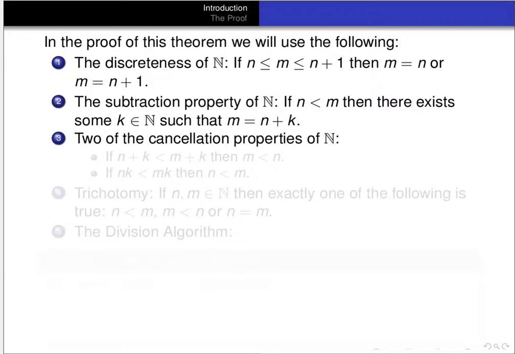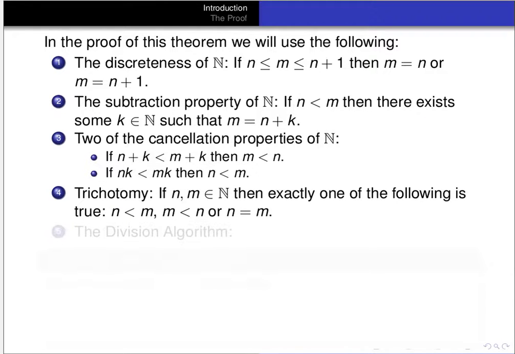We'll use two of our cancellation properties for the natural numbers. For addition, if n plus k is less than m plus k, then n is less than m. And for multiplication, if n times k is less than m times k, then n is less than m. We'll use trichotomy at one point in the proof. Recall trichotomy states that if n and m are natural numbers, then exactly one of the following relations is true: n is less than m, or m is less than n, or n is equal to m.